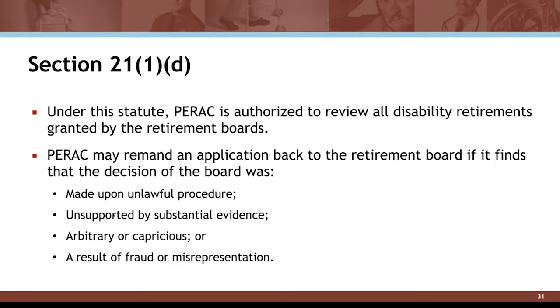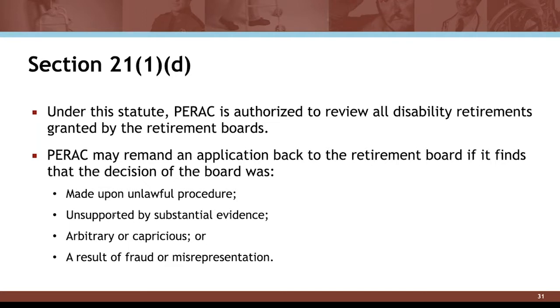Now, PERAC may remand a disability retirement application for the following reasons. Okay? That it was made upon unlawful procedure. Okay? This is rare, but will be discussed in the presentation. If it was unsupported by substantial evidence, this is by far the most common reason that PERAC has to remand an application, and it will be discussed at length.